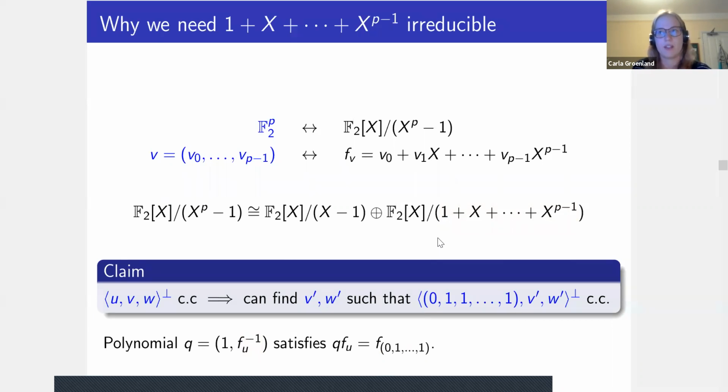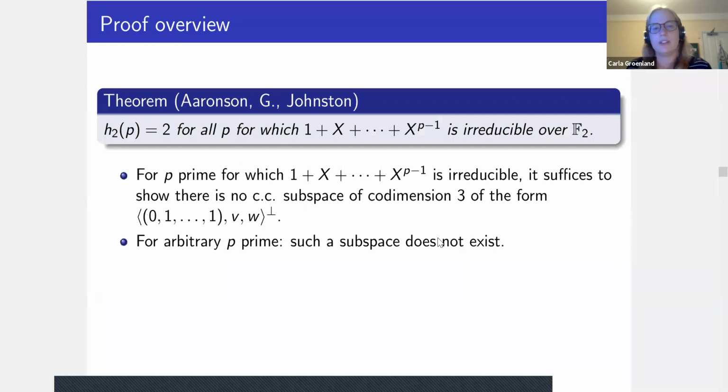So for the rest of this talk, I'm going to assume that one of the factors is of the form 0 or 1, and we're going to forget about polynomials, and we're just going to consider an arbitrary prime p. Because for arbitrary primes p, we can show that such a subspace doesn't exist.